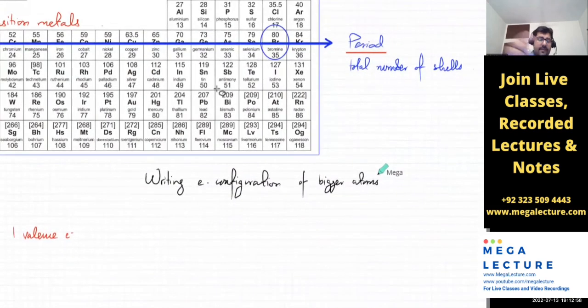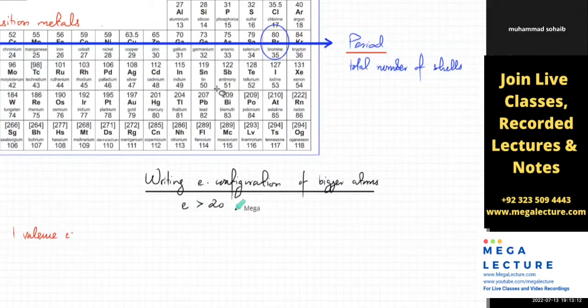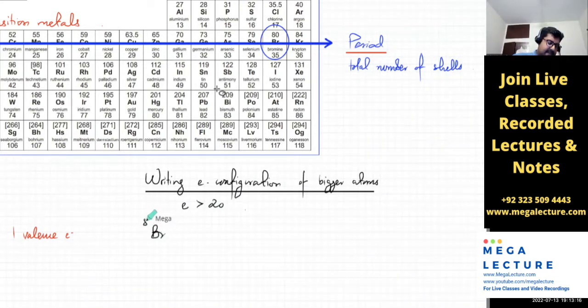So, writing electronic configurations of bigger atoms, and by big I mean atoms that have more than 20 electrons. So electrons are greater than 20. So let's talk about bromine. It's 80 and 35.